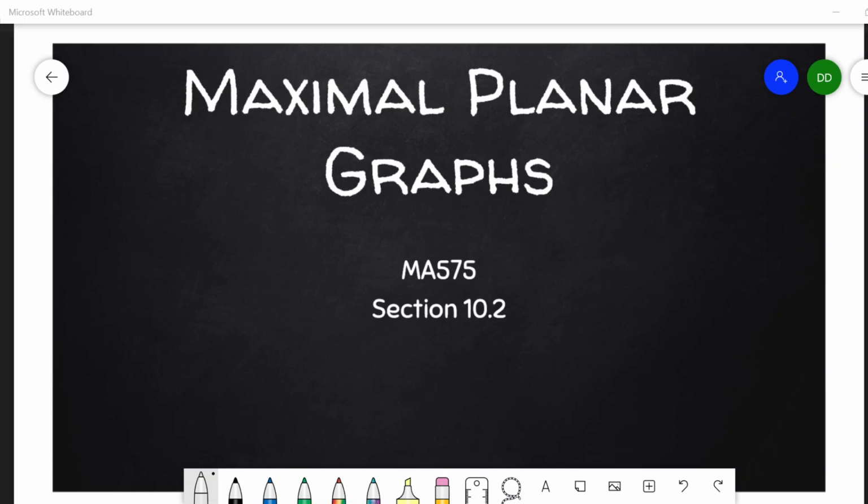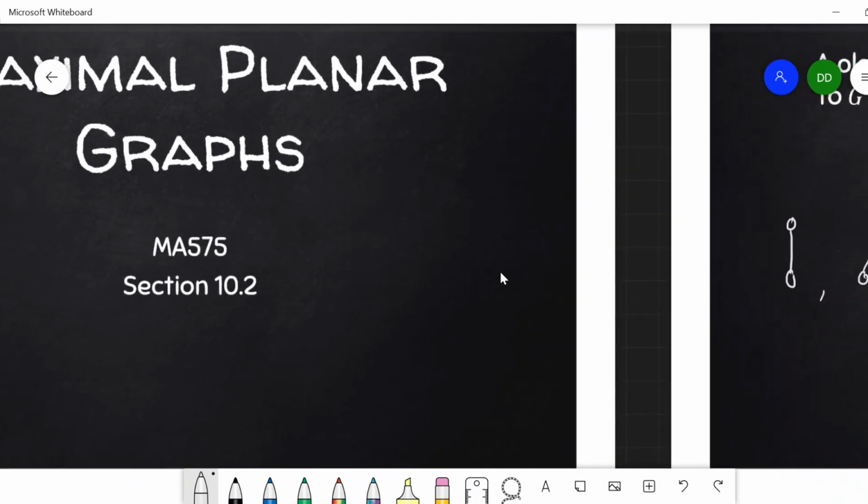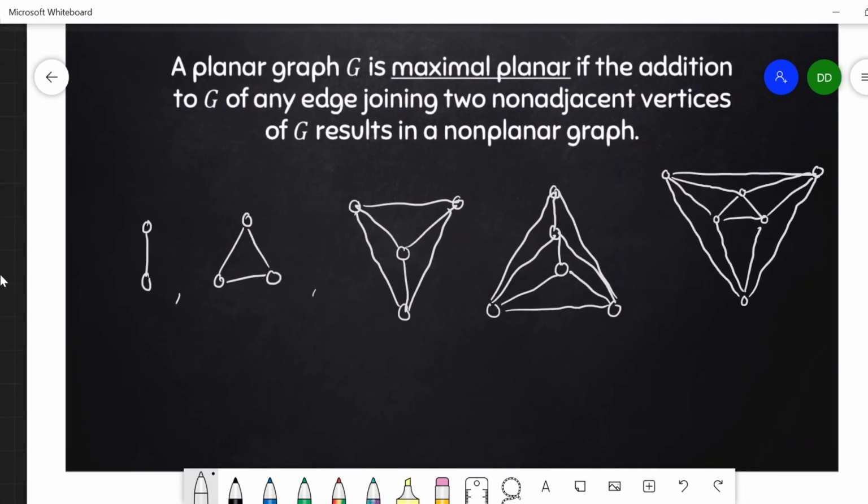In this video, we explore a special class of planar graphs called maximal planar graphs. These are going to be maximal in the sense that the addition of any edge to the graph will necessarily make it non-planar. So let's take a look at some maximal planar graphs.